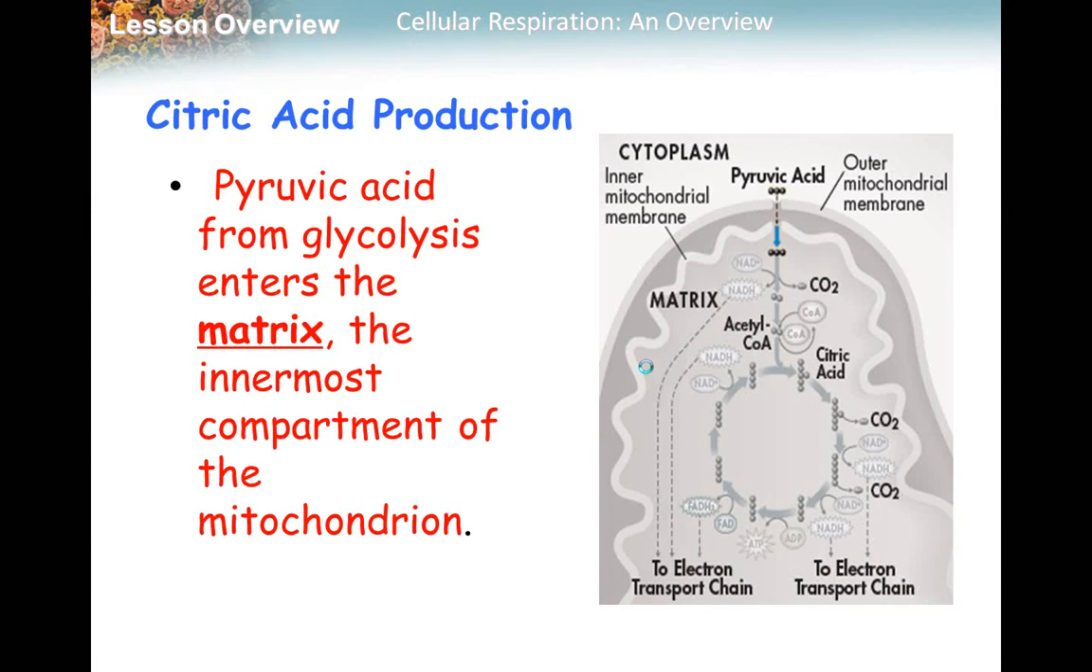Citric acid production. Then you have this pyruvic acid from glycolysis entering the matrix. Remember, we had glycolysis happening on the outside in the cytoplasm, and then it's going to be going into the mitochondria. Now we're going to talk about the mitochondria and the matrix. The matrix is the innermost compartment of the mitochondria that you can see in the picture to the right.